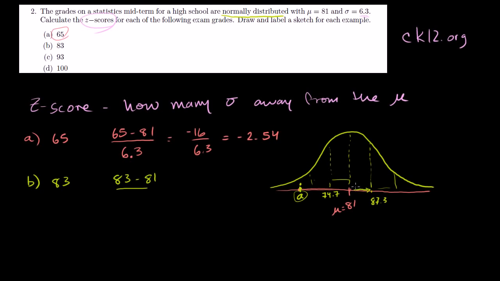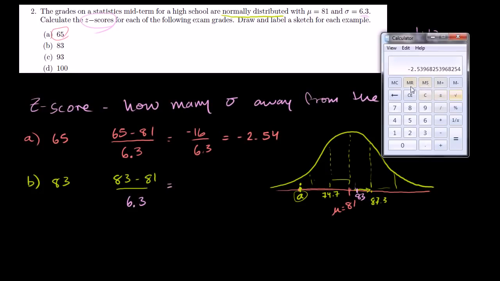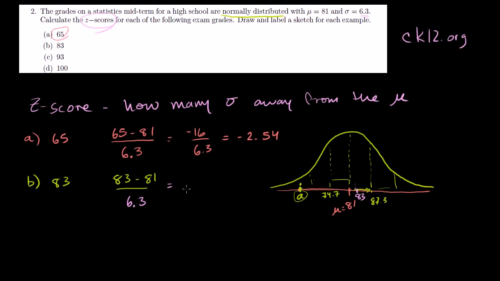83 is going to be right here, a little bit higher. And the z-score here, 83 minus 81, divided by 6.3, will get us, let's see, clear the calculator. So we have 83 minus 81 is 2, divided by 6.3, it's 0.32, roughly. So here we get 0.32. So 83 is 0.32 standard deviations above the mean.